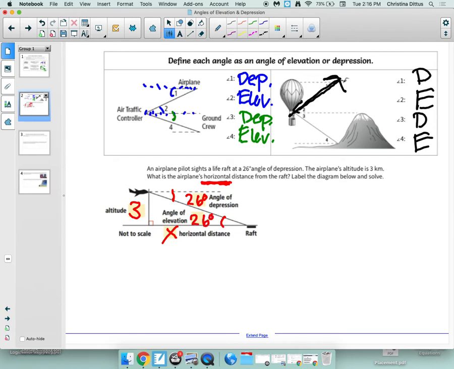Also, if you have no idea what you're doing, pick the one angle that it gives you. Why is the angle the same as the circled one? Because they're alternate interior angles. Okay. Because we have parallel lines here. So these are the same.